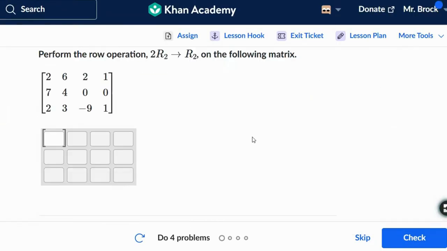2R2 is the new R2. So that means I'm going to go ahead and put row 1 in there because nothing changed. And I'm going to put row 3 on there because nothing changed. The only thing that changed is row 2. And row 2, I just have to double it. Take the old row 2, multiply it by 2, make it the new R2.